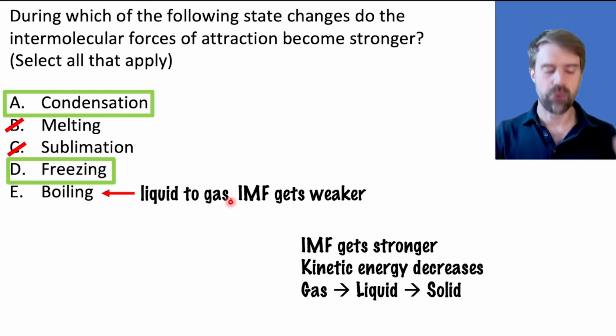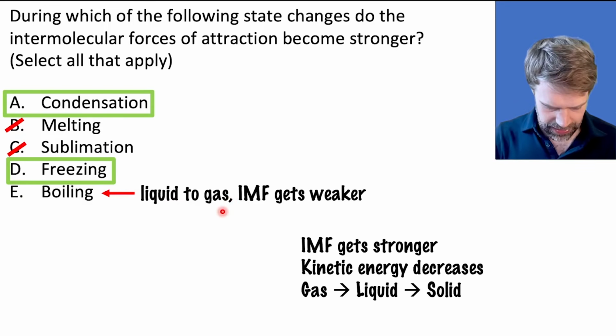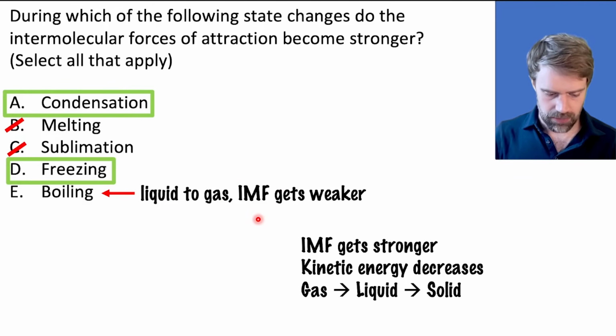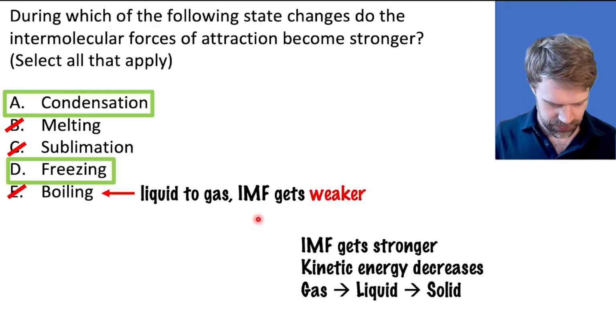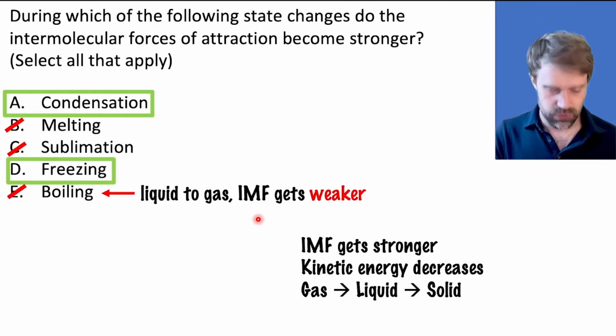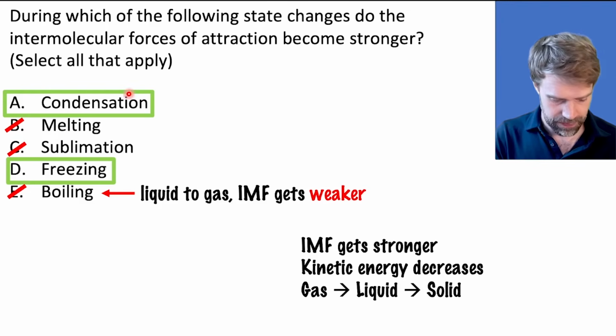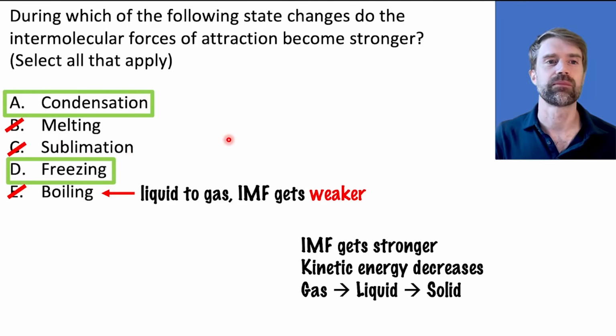And finally, boiling. Liquid to gas. The intermolecular forces of attraction get weaker because the particles have to pull away from each other and come apart. So we'll cross that one off and we're left with condensation and freezing.